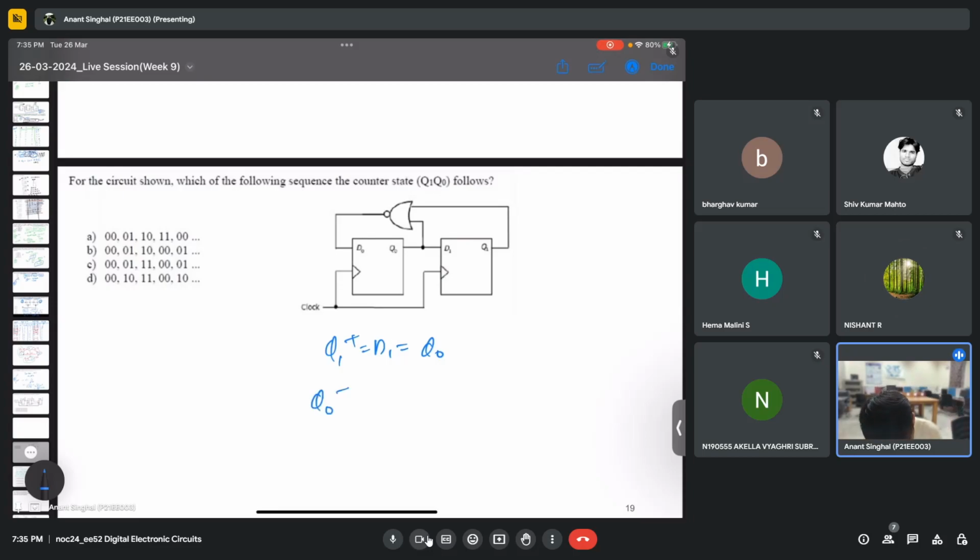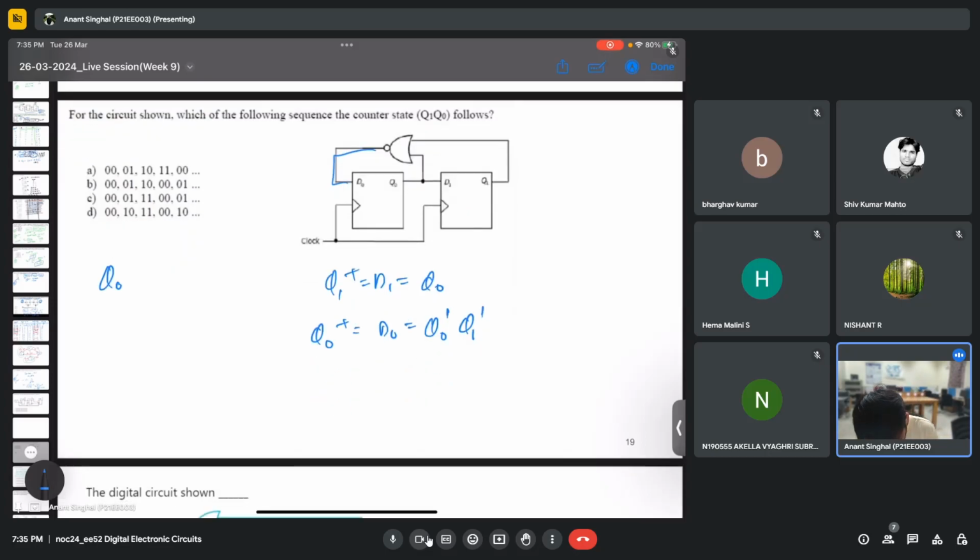So Q naught plus will be D naught, which is Q naught NOR. Sorry, not XOR, it is NOR. So Q1 complement. So yeah, I'll quickly write. So Q1 Q naught. Let's say it is started from 0 0. So what will happen is Q1 plus will be Q naught.